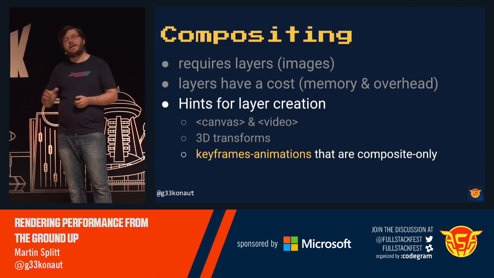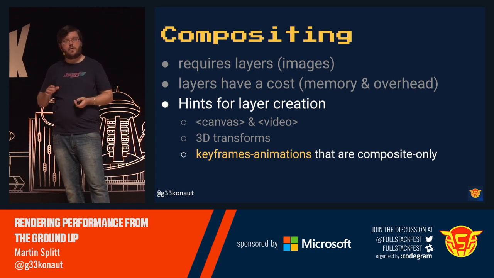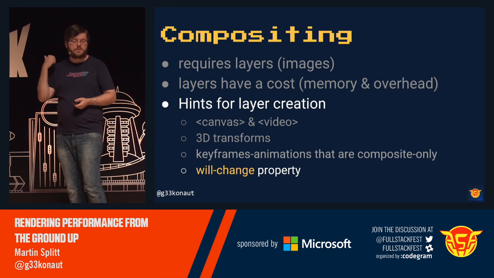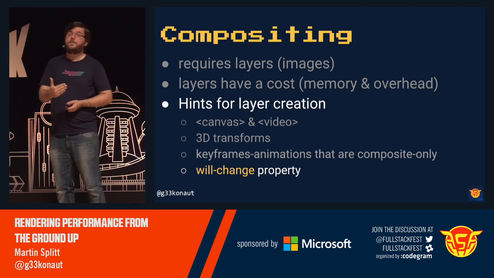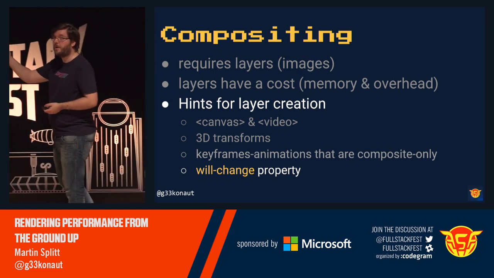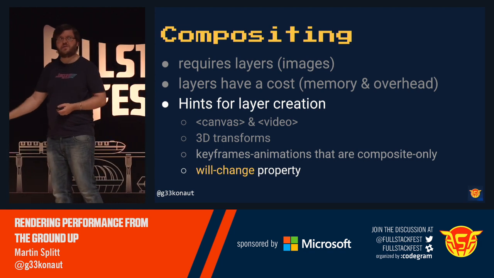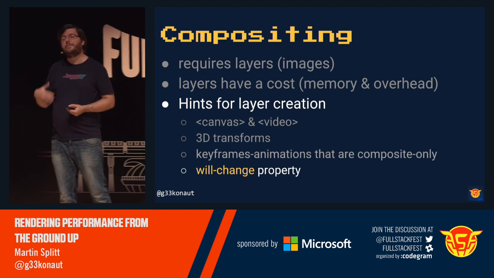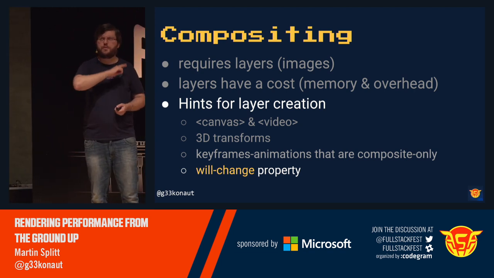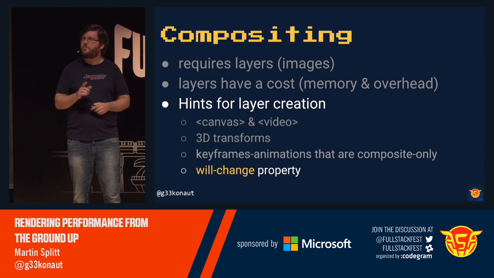But if it's something that can be composite only, rotate, scale, move, then these things are actually also popped into a layer. And then there's the will-change property, which will not automatically force a new layer, but it will definitely signal to the browser, hey, you should double check, because I will change this thing. So if that makes sense to pop out into a separate layer, then please do. Support for that one is improving. It is not very great just yet, but I think Firefox, I'm not sure about Chrome, to be honest.